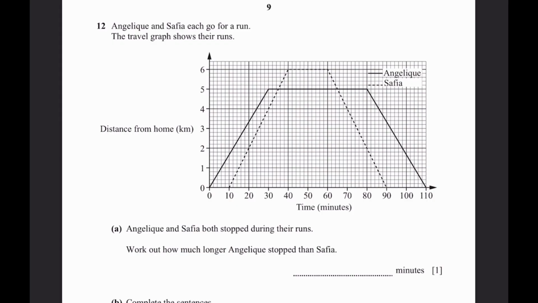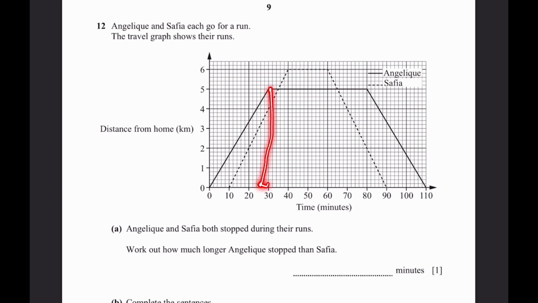Question 12. Angelique and Safia each go for a run. The travel graph shows their runs. A. Angelique and Safia both stop during their runs. Work out how much longer Angelique stopped than Safia. So Angelique is the bold line, the straight line, and Safia is the dotted line. So the stop is the time when the distance from home in kilometers remains constant over time, or it's a horizontal line. That's the time when they stop.